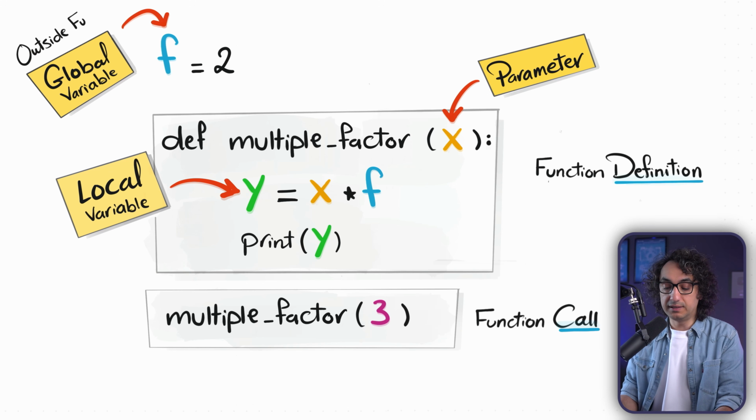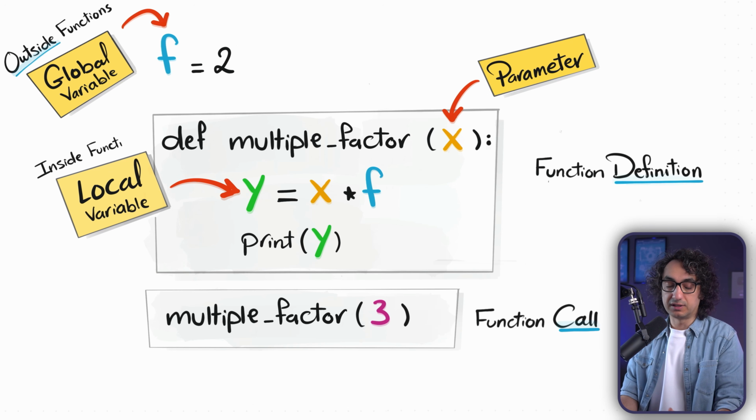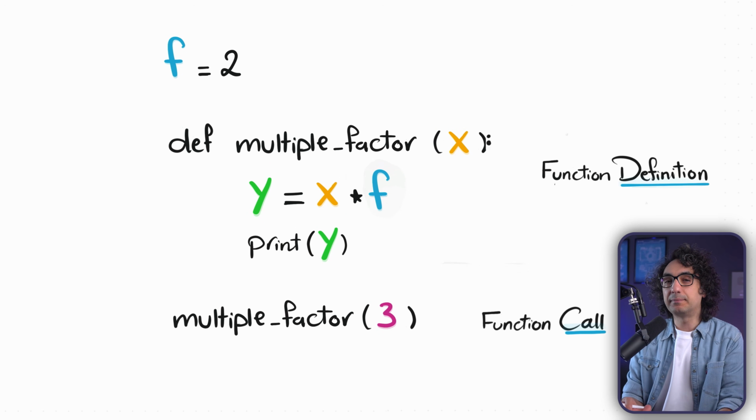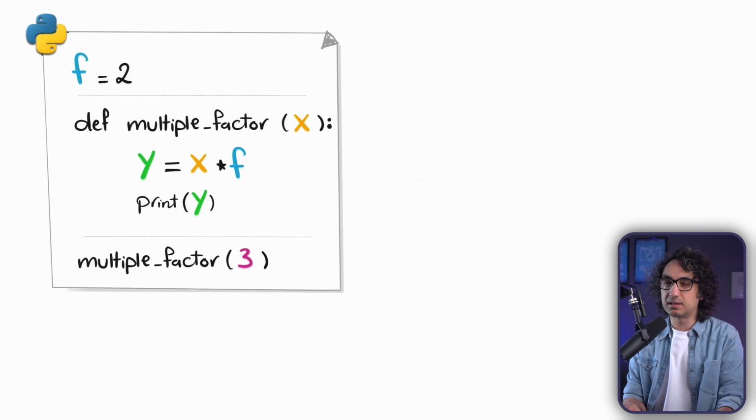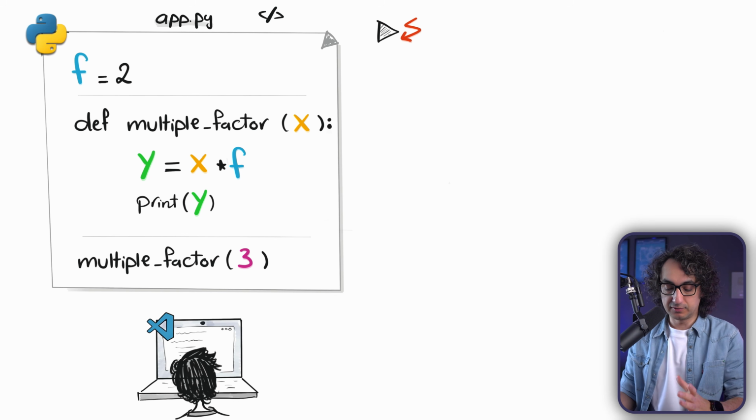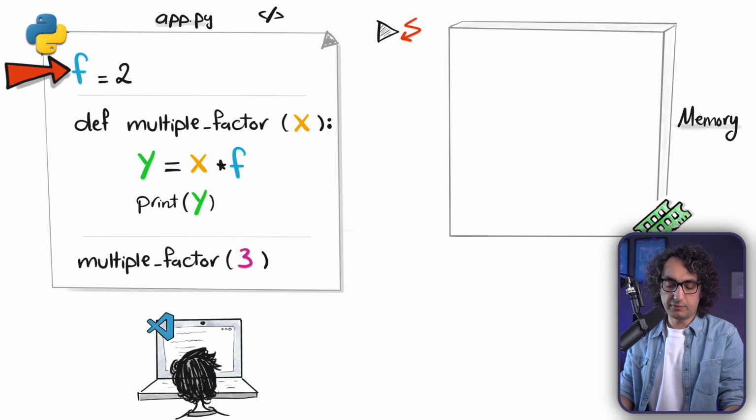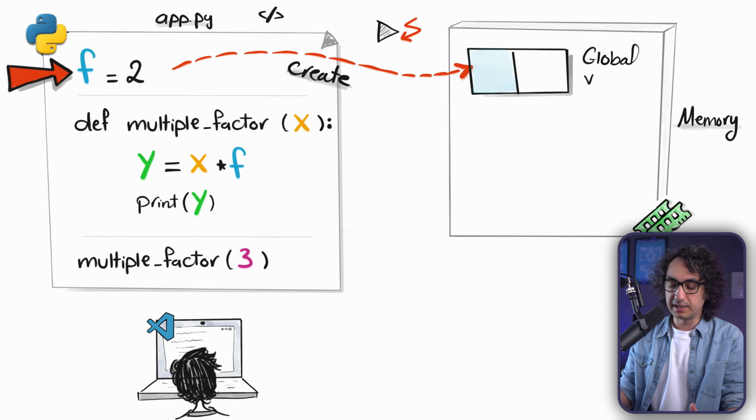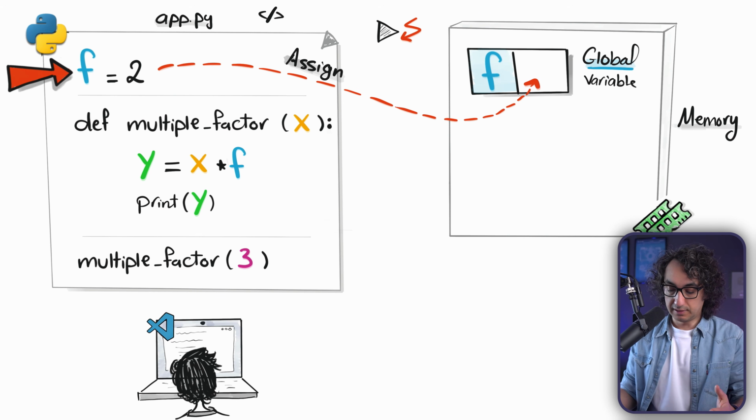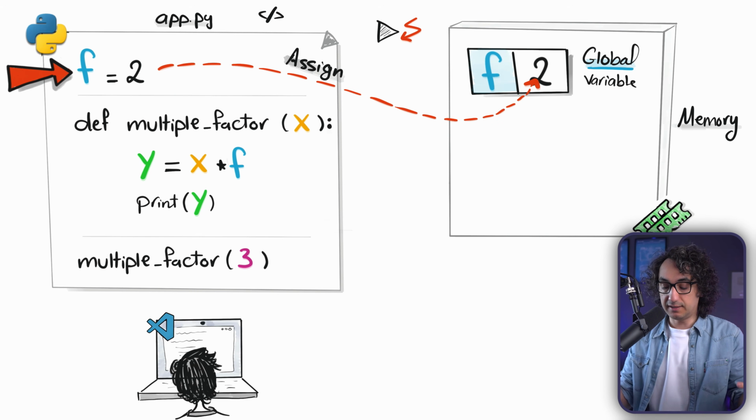So those are the three different types of variables, but of course in order to understand it, let's see what's gonna happen behind the scenes once you execute it. So now as usual, Python gonna go step by step from the top to the bottom. So now the first line, it's gonna go and create in the memory a variable called f, and gonna assign for it a value 2. So at this point the variable exists and available to be used.